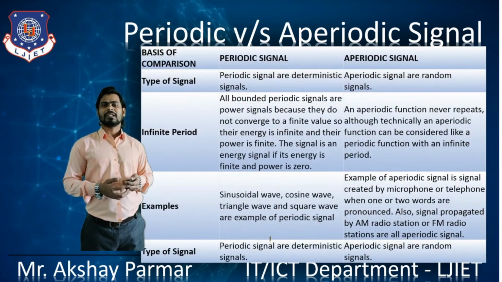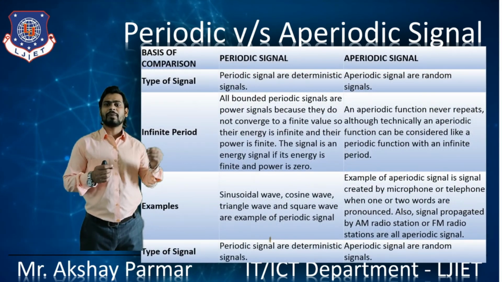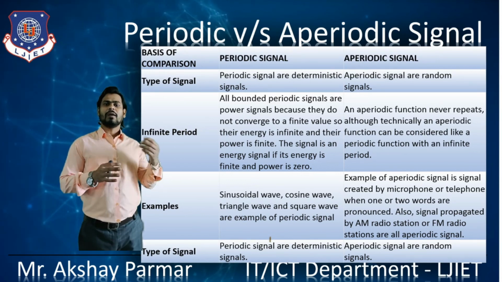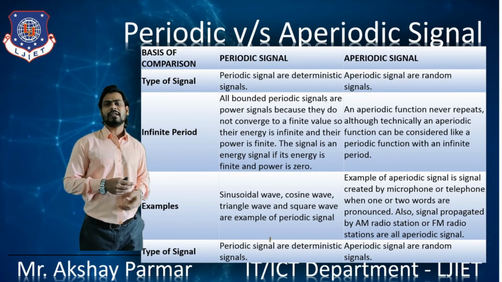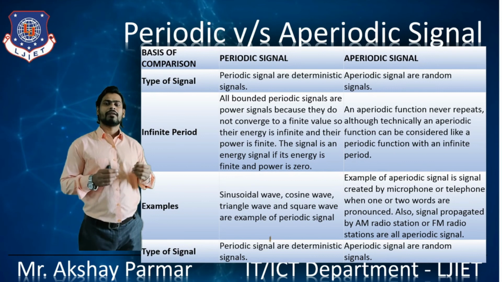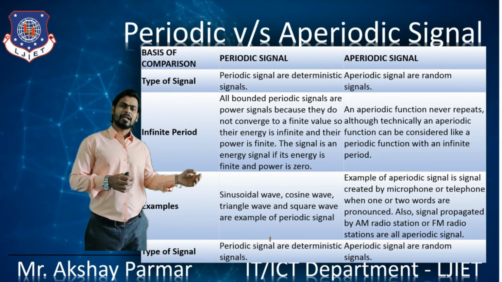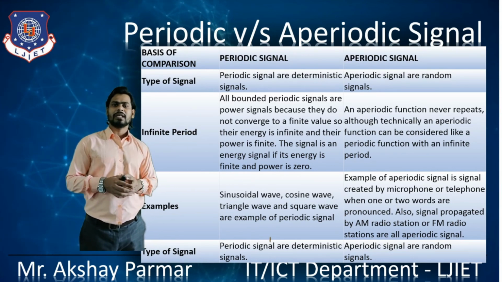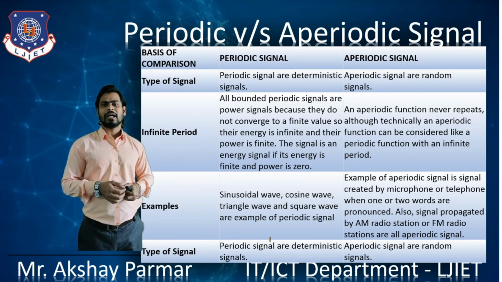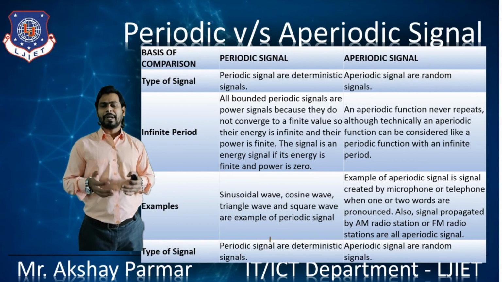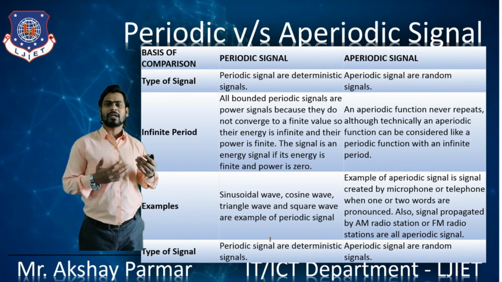Let's see the type of the signals. The periodic signals are deterministic signals, right? And aperiodic signals are random signals, right? As periodic signals are repeating their pattern with a time interval, they are called deterministic signals. Whereas aperiodic signals are random signals, as their pattern is not fixed with a time interval, right?